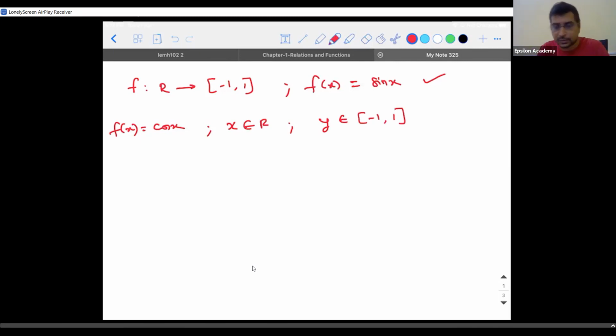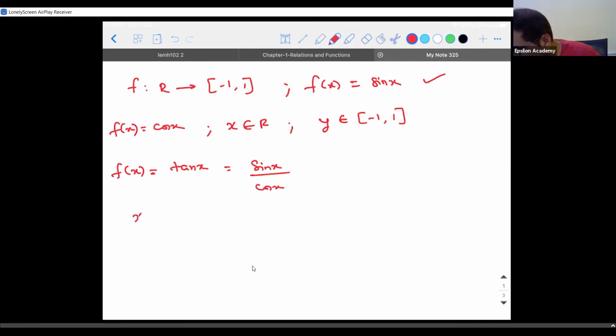Now I extend this concept. I go for f of x is equal to tan x, right? I can still write it in the form sin x divided by cos x. If I ask you to define the domain for it, what will you say? For sin x I can substitute any real number, for cos x I can substitute any real number. So can I say for tan x also I can substitute any real number? Yes, sir.